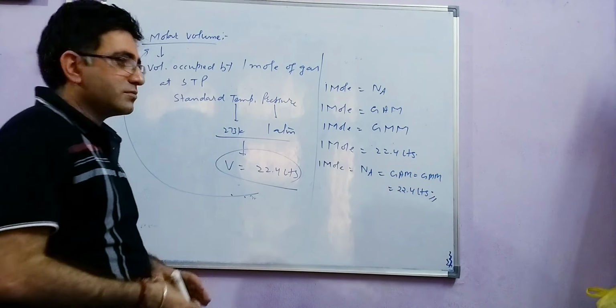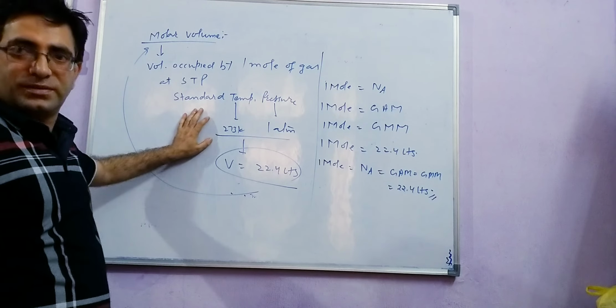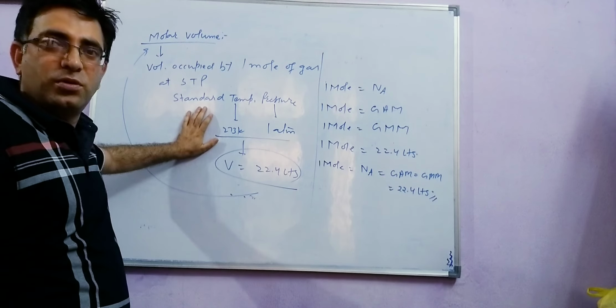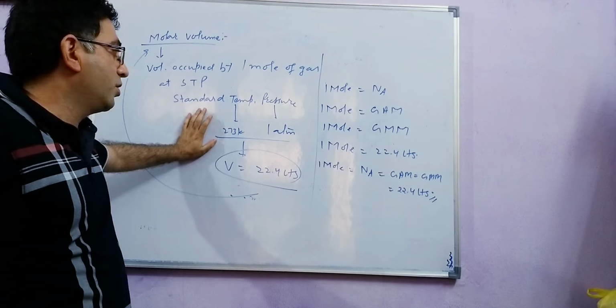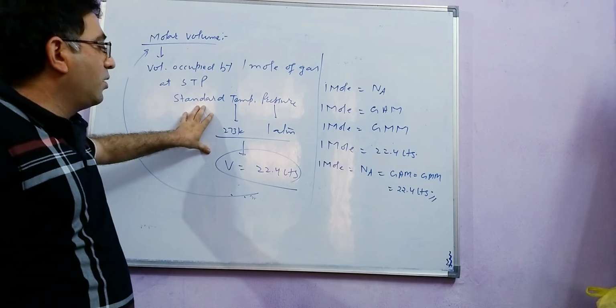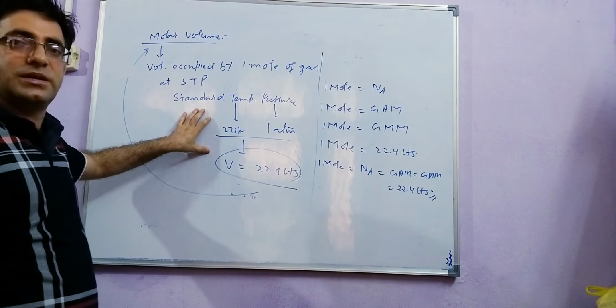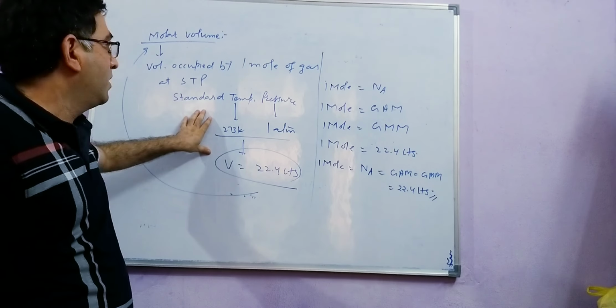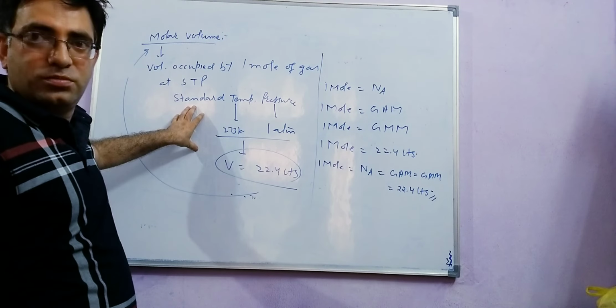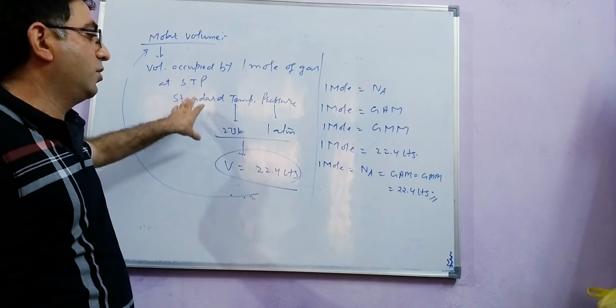Clear, students? This is about mole concept: how we can define a mole, how one can calculate the value of Avogadro's number, how we can say value of atomic mass in AMU and grams are identical, what is molar volume, what is gram atomic mass, what is gram molecular mass.